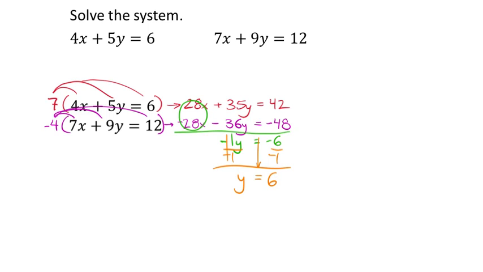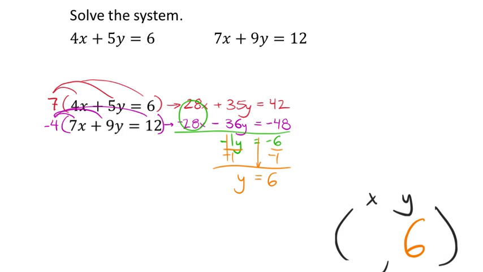Oh, that was really fun. But as usual with systems, we need both an x and a y value, and right now we only have a y value of 6. So in our ordered pair, we have a y value that's 6. That's great, but we now need the x value.